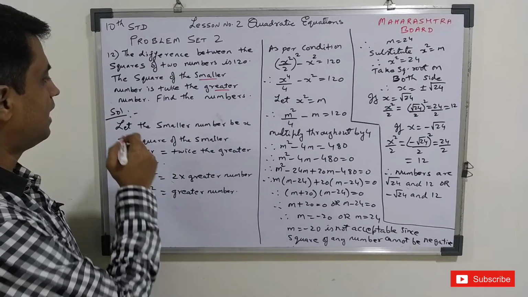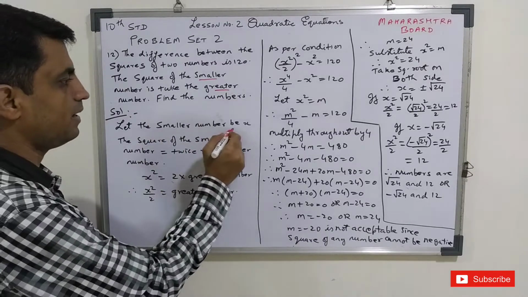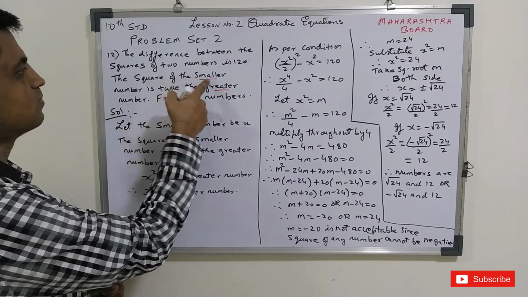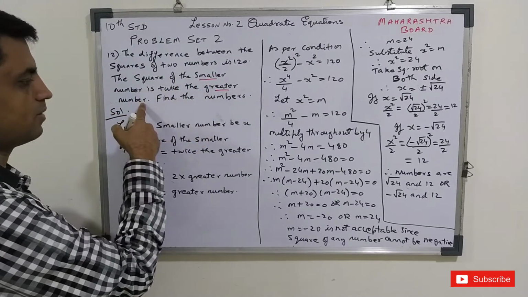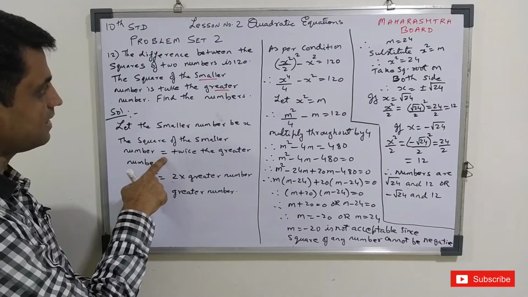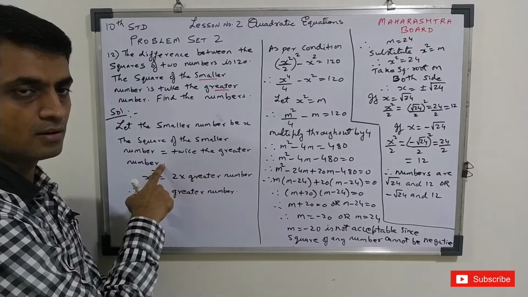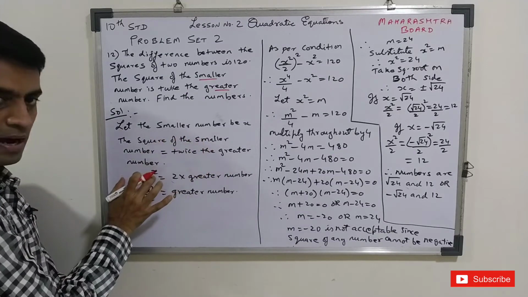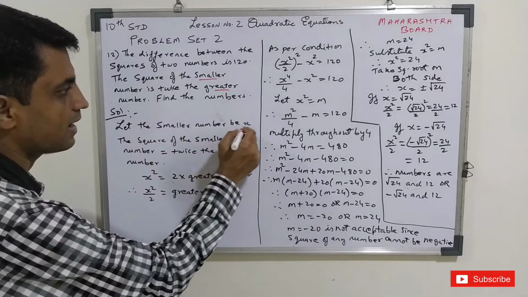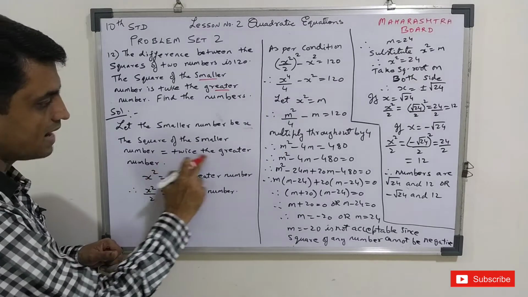So first of all, let the smaller number be x. If you take the smaller number as x, then let us read the condition now. The square of the smaller number is twice the greater number. It means the square of the smaller number is equal to, that we know, twice the greater number. Now, let us fit in this variable. The square of the smaller number. Now what is our smaller number? x. Its square means x square is equal to twice the greater number.